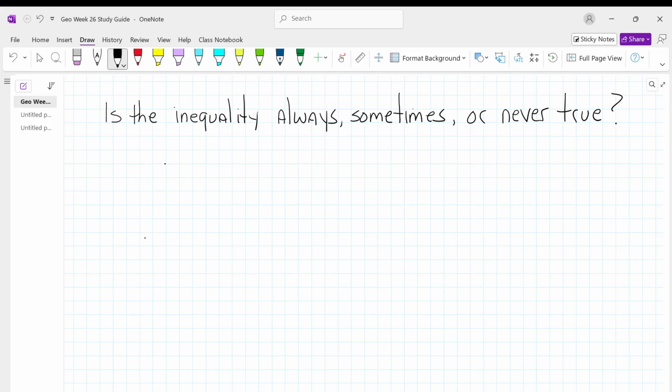So let's say we got negative 2 times 3x plus 1, and it's greater than negative 6x plus 7. So we're going to do the distributive property on the left side first. And negative 2 times 3x is negative 6x minus, and then we got negative 2 times 1 is negative 2, greater than negative 6x plus 7.